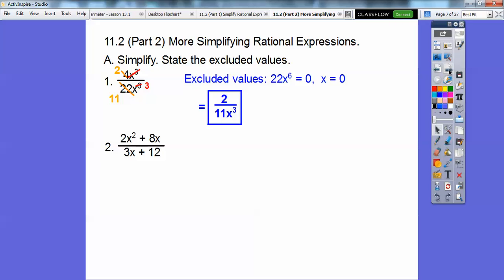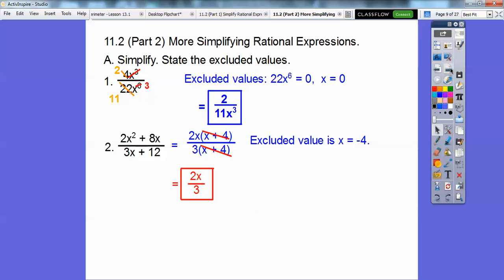Okay, here's number 2. Let's go ahead and factor. I can pull a 2x out on top, and on bottom I can pull a 3 out. So when I do that, you guys, we're left with 2x times (x plus 4) over 3 times (x plus 4). The excluded value is when x plus 4 equals 0, so x equals negative 4 is your excluded value. And then when you cancel the x plus 4s, we have 2x over 3. That's the other answer right there.